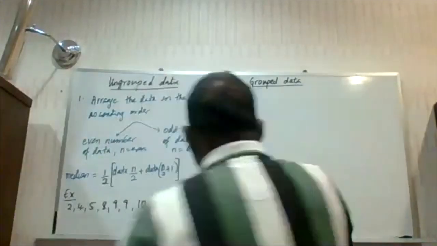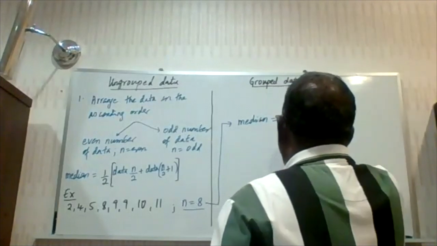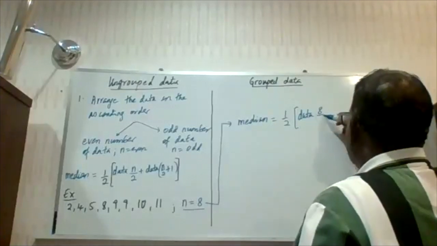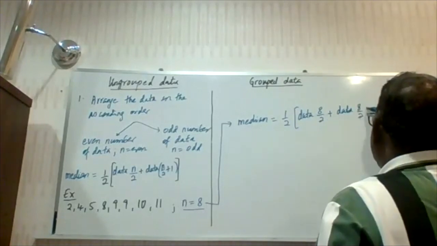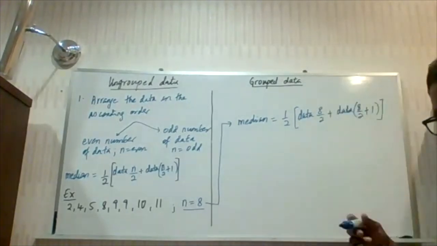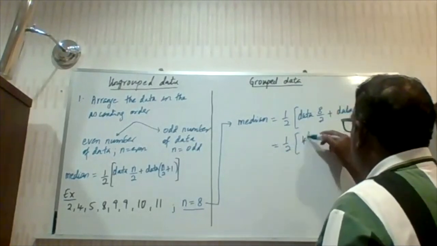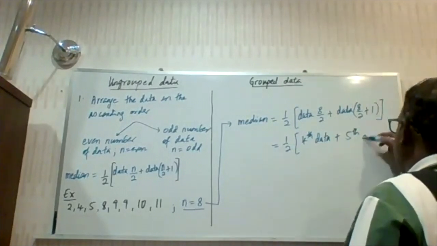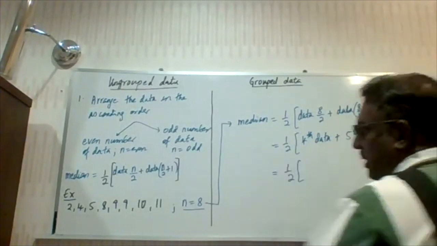So straight away you should know my median is equivalent to half of data 8 divided by 2 plus data 8 divided by 2 plus 1. Of course, in the exam, you don't need to write step by step like that, but when you're first learning, you have to do it that way. So in other words, it's the fourth data added to the fifth data, and you find the average. Now you go back to your ascending order and start counting from the start.